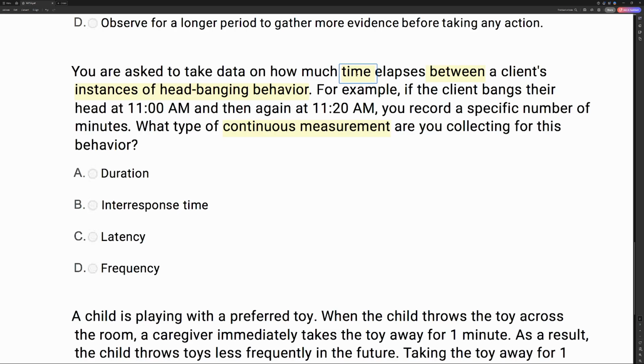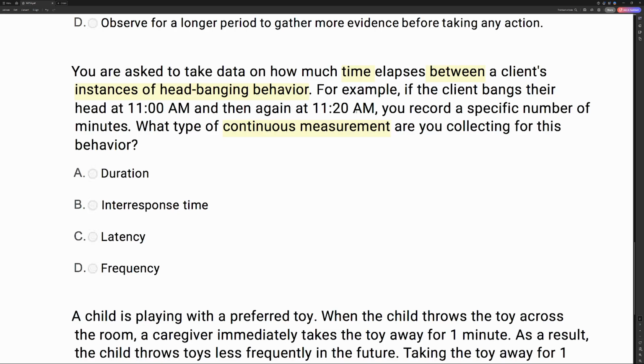One, we're looking at time, okay? So we know it's going to be duration, interresponse time, or latency because it's continuous. It's not going to be frequency because, as we discussed earlier, frequency accounts how many. Here we're looking at time. So that's a quick way to eliminate some answers. Is it time or is it a number? Then we're looking at time between. So when we're measuring time between, we're looking at interresponse time or latency. Duration measures time of a specific response. When we measure time between, we're looking at interresponse time or latency. Quick way to remember that.